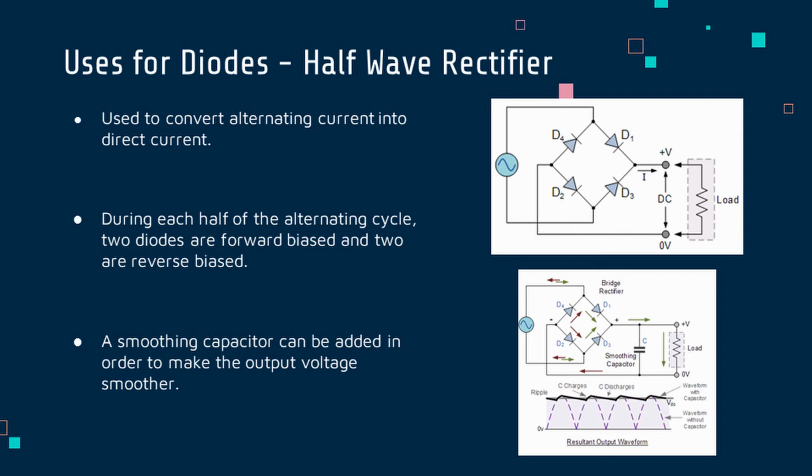One common use for diodes is to rectify AC signals. Alternating current fluctuates as a sinusoidal curve, and a diode bridge can force the signal to all become positive. As shown in the second diagram, a smoothing capacitor can also be added to the circuit so that the resulting waveform is more like direct current.